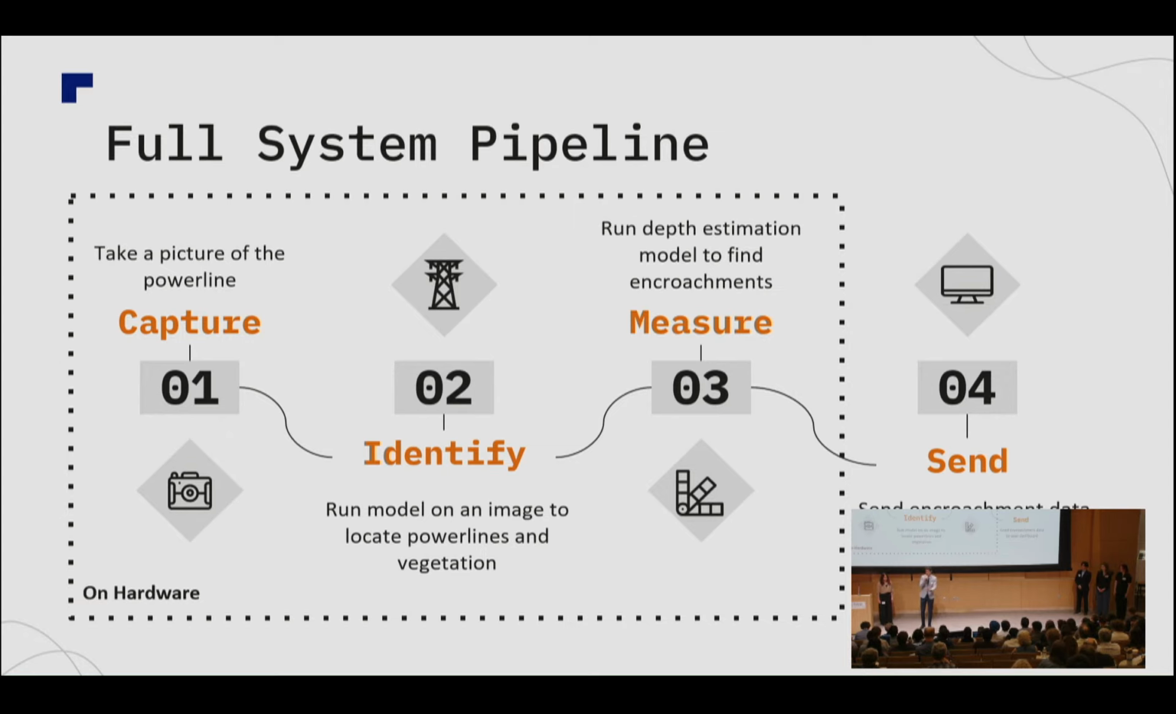And so putting those two pieces of information together, we can determine if there's any point where the power lines and the vegetation are too close together, where that would make an encroachment. Lastly, the device takes this information and uploads it to a web dashboard where a utility company can monitor it and address any risks as necessary.